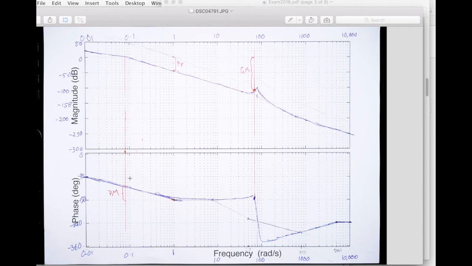Each one of these divisions is 90 degrees, so halfway would be 45. This is a bit longer than halfway, maybe it's 50, 55.